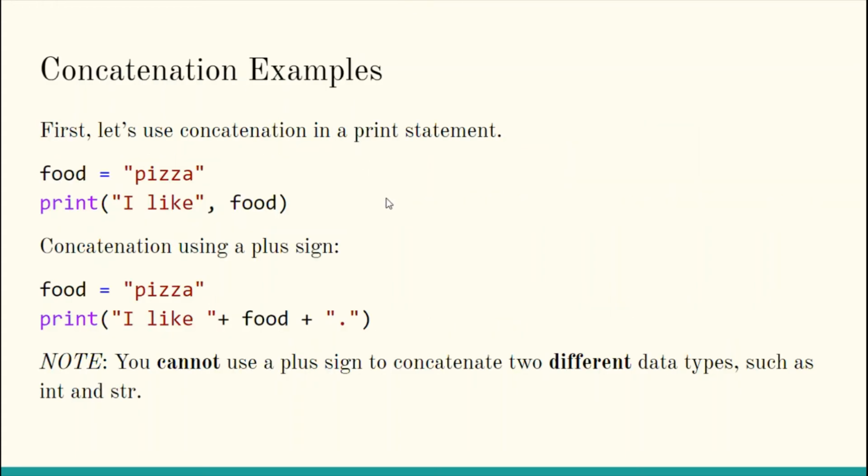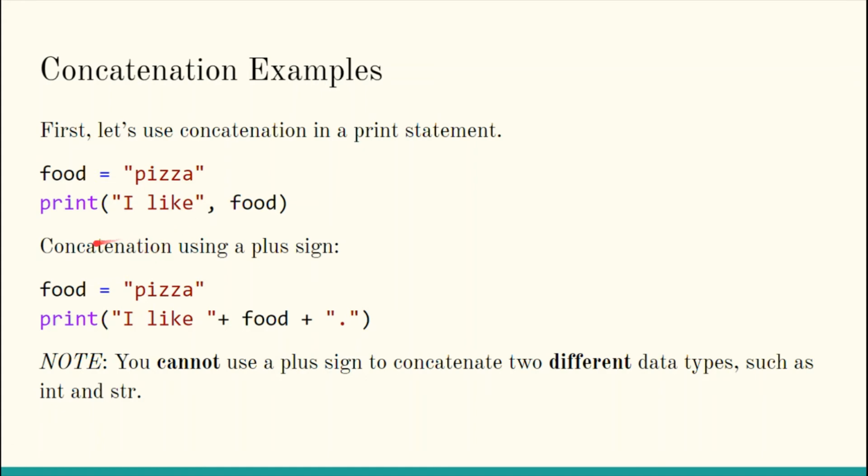Let's look at some concatenation examples. First, let's use it in a print statement. So first I created a variable called food and I made it equal to pizza. And then I made a print statement that concatenated I like and food. So here you can see that I used a comma to concatenate the string and the variable. So when we run this code in the console, it should print out I like pizza.